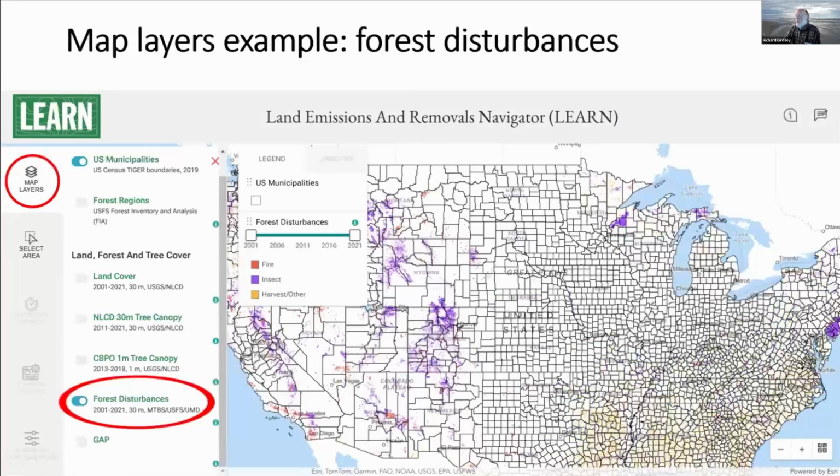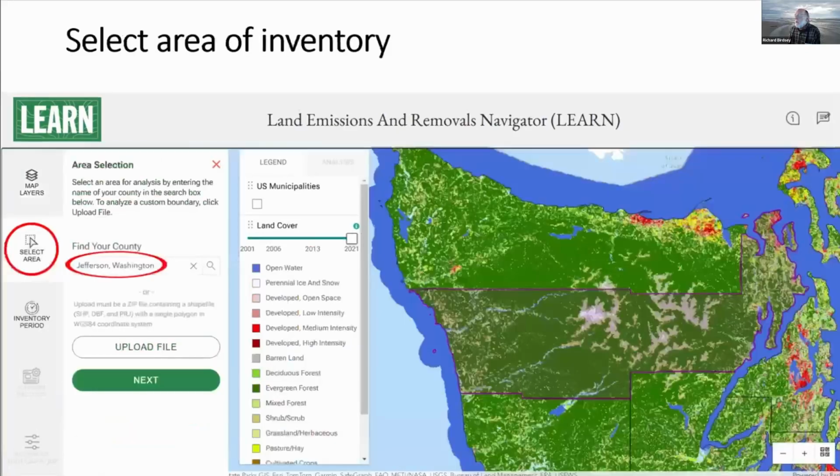So for example, one of the layers shows forest disturbances. And so this map here on the right shows in purple where insect disturbances have taken place recently, well, during the period 2001 to 2022. It shows where insects are in purple, harvesting is in orange. So you can see that's more prevalent in the southeast. And then in the west, fires show up as red pixels there, and so on. So it gives just a little quick idea of that.